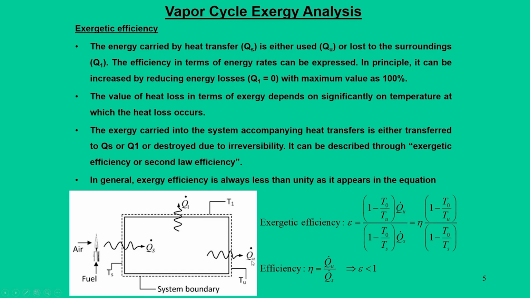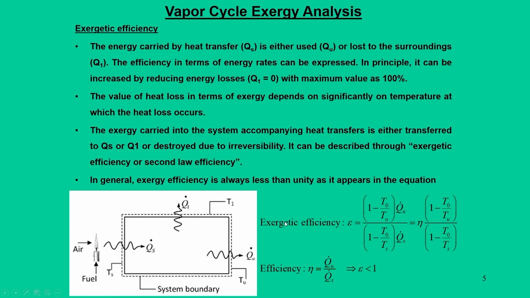Now, when you calculate the efficiency of this particular system, it is nothing but the ratio of Q dot U by Q dot S, that means the energy which is being utilized divided by the heat energy which is being supplied. So, this is what we know as the efficiency of this system.